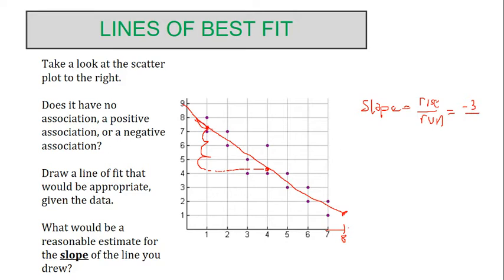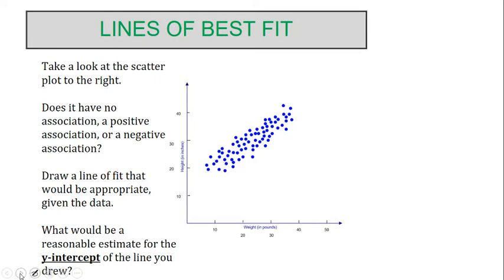Now I want to talk about how far I have to go to the right to get from one point to the other. That's the run. And we go 1, 2, 3 again. So -3 over 3, and -3 divided by 3 is -1. So a reasonable estimate for the slope, and remember this is just an estimate, is -1. Remember, I drew this line myself using my eyeball, trying to get as many points above and below the line as possible.